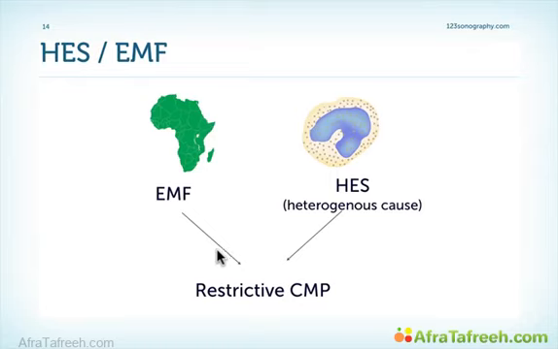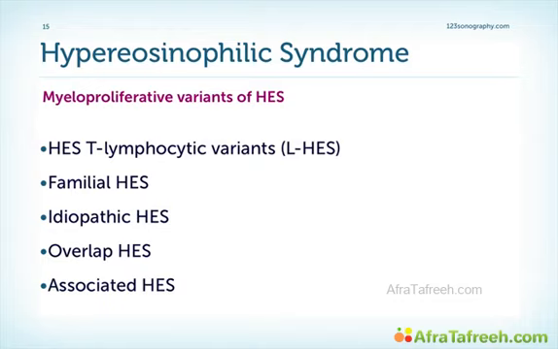In general, we can differentiate two different types or groups of causes for hypereosinophilia and thereby restrictive cardiomyopathy. The so-called endomyocardial fibrosis type, which is more common in Africa since it's related to parasitic disease, and the hypereosinophilic syndrome, which is a heterogeneous group of causes which also causes hypereosinophilia and thereby restrictive cardiomyopathy. There are many different myeloproliferative variants of HES, as you can see here on the list. It can also be associated with the Churg-Strauss syndrome, for example, and we have seen several families where HES is present.